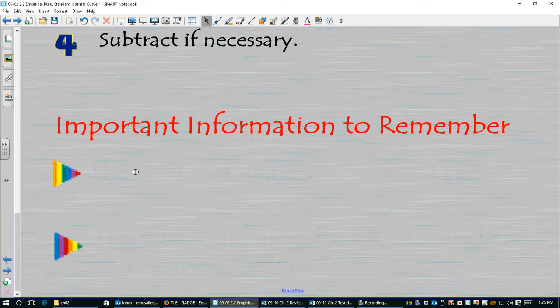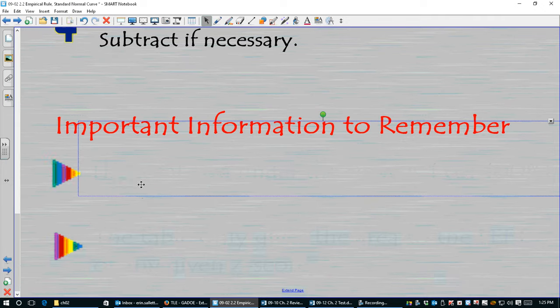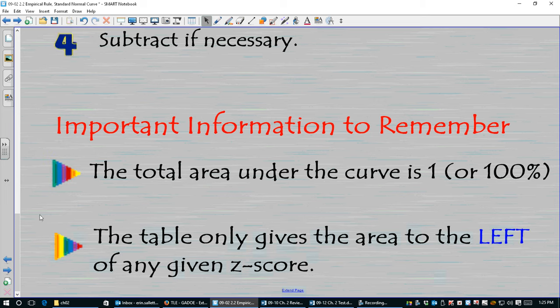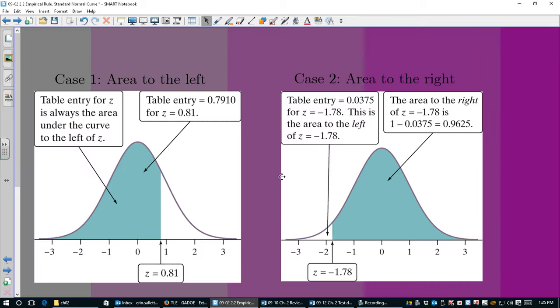Here's things that we need to remember while we're doing this. The total area under the curve is 1 or 100%, just like the density curves that we discussed yesterday. And the table only gives the area to the left of any given z-score. So if you want the area to the right or the area between two values, you're going to have to do some calculation. Here are the cases that you could possibly want.